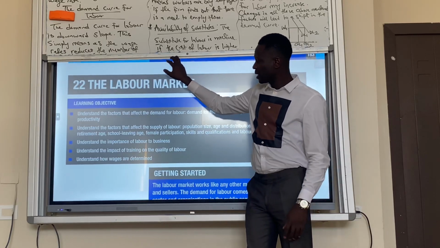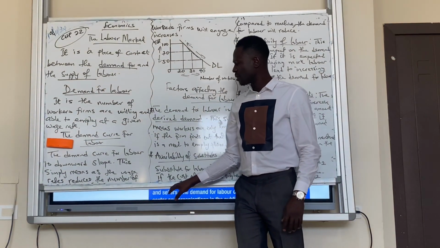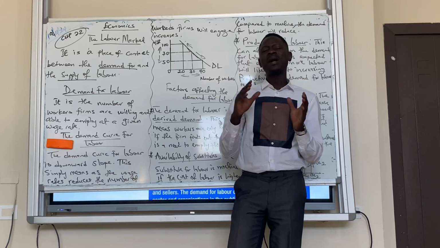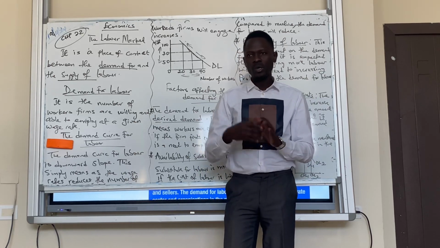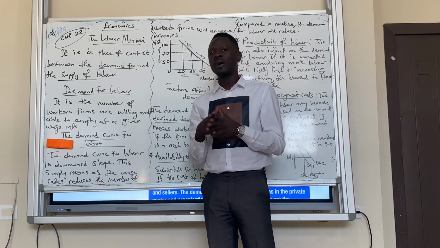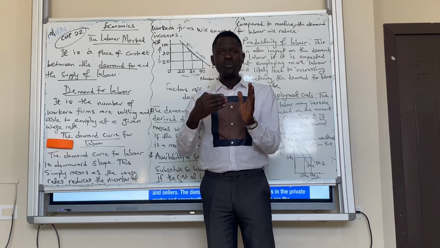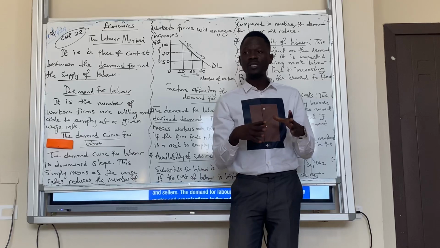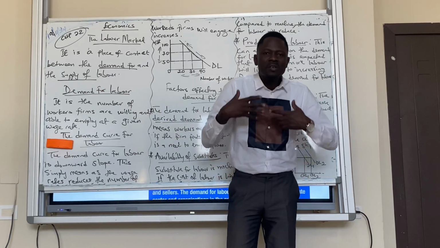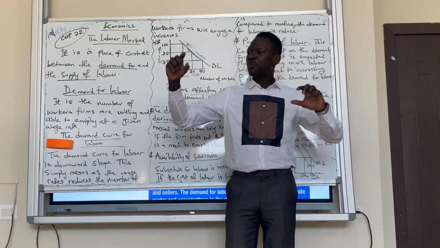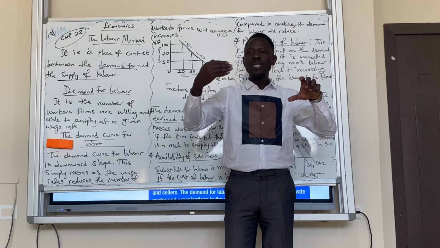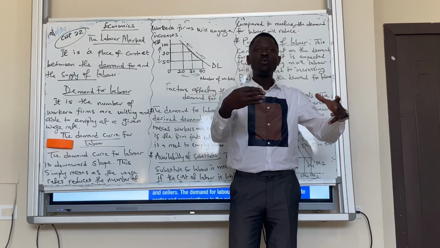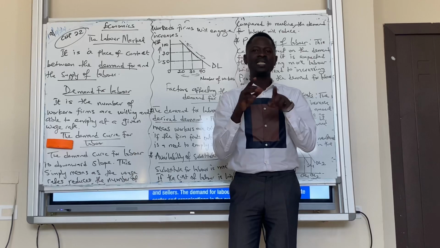So when we talk about the labor market, we're simply talking about a place of contact between the demand for and the supply of labor. Demand for labor is the number of workers firms are willing to employ at a given wage rate. That is demand for labor. The supply of labor is the total number of workers making themselves available for a job. So the point of contact between those who are willing to give a job and those who want to find a job is called the labor market.